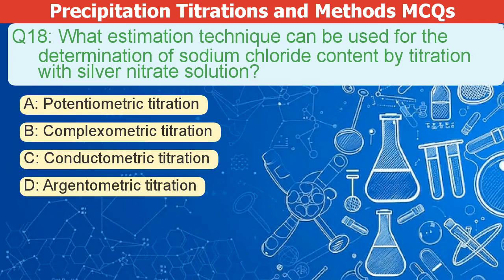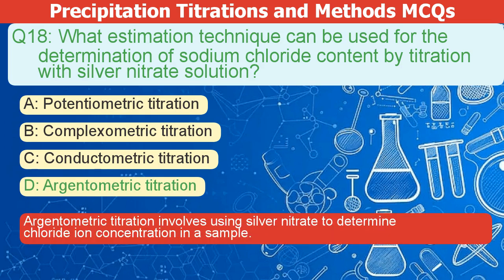What estimation technique can be used for the determination of sodium chloride content by titration with silver nitrate solution? A. Potentiometric titration. B. Complexometric titration. C. Conductometric titration. D. Argentometric titration.